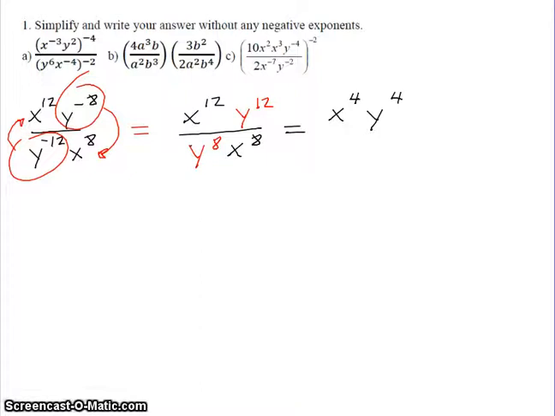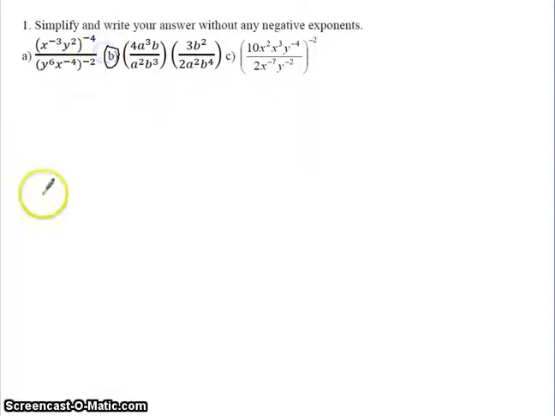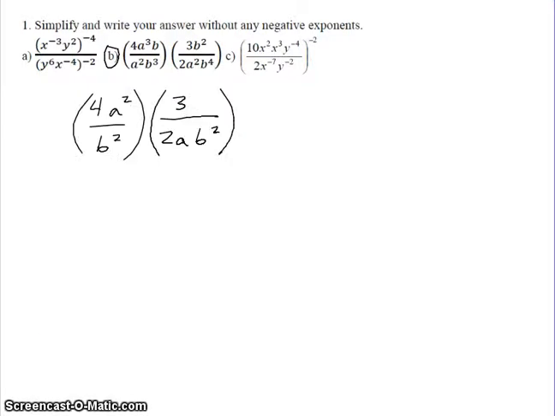All right, so let's go ahead and do B. We're going to first simplify the insides of the parentheses before we multiply them together. Alright, so I've simplified the inside of the parentheses and I'm ready to multiply. And I got a 4 over a 2. That's going to give me a 2. 2 times 3 is 6. And a squared over a gives me an a in the numerator. And then, let's see, I have b squared times b squared down below. That gives me a b to the 4th power down below.